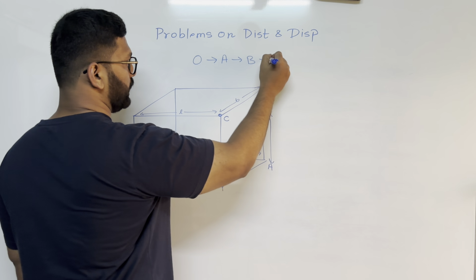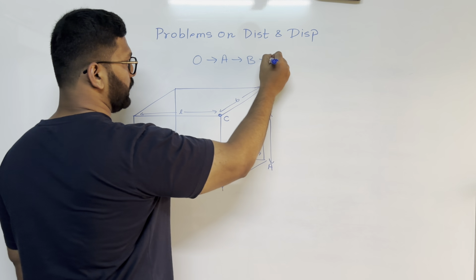Now we have to find out the distance covered by this ant and the displacement of the ant. Let's look at how we can do this. What will be the distance? See, first this is the length L, then height H, then the breadth B. So simply the distance is L plus H plus B. This is very easy, right?